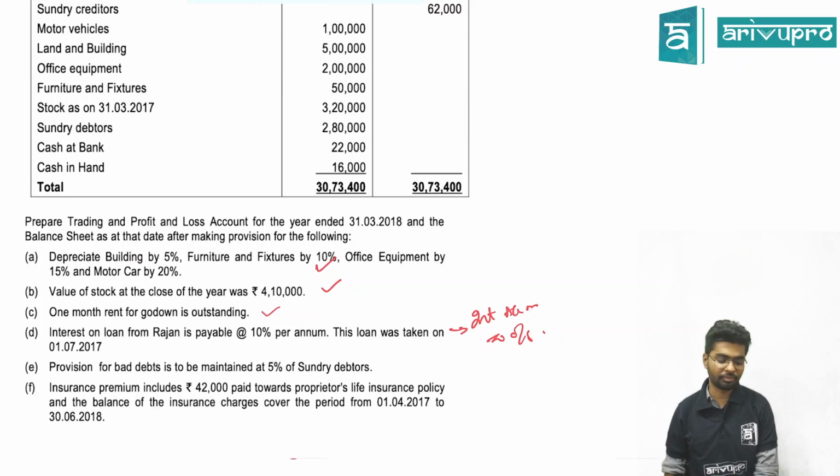Provision for debtors to be maintained at 5% of the debtors. I think a lot of you would have made a mistake on this. Again, we'll see. Last one, insurance premium includes 42,000 paid towards proprietor's life insurance policy, and the balance of the insurance charges cover the period from 1/4/2017 to 31/6/2018. Easy question. How many of you got it right? Only one person. Okay, I'll tell the answers so you can check after that.